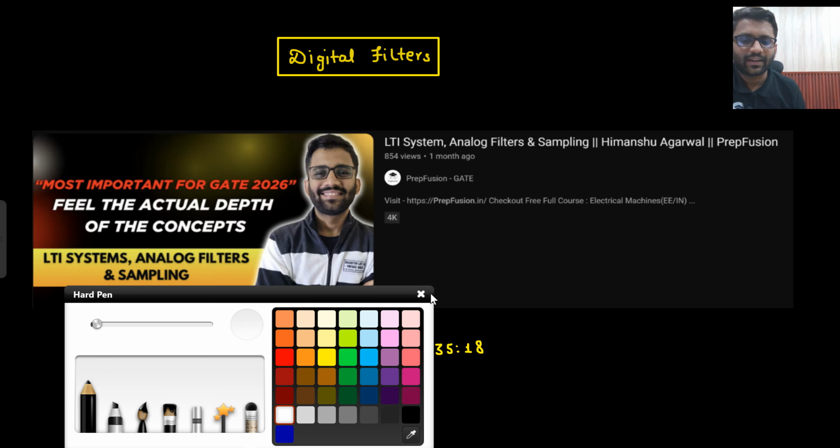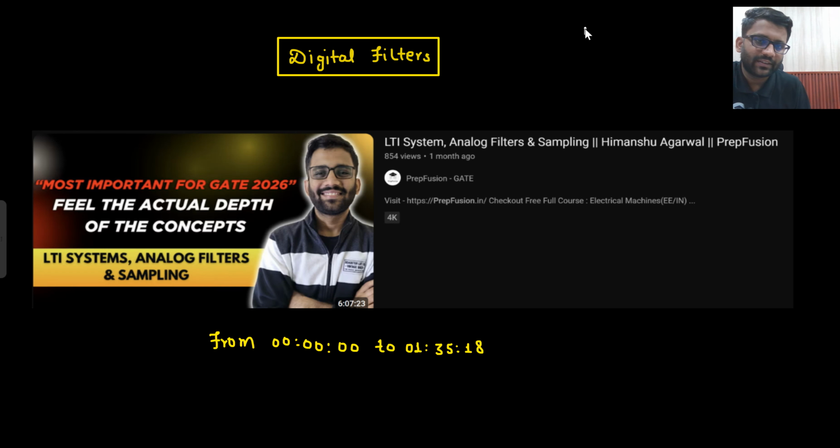If they are saying that we are having DTFT and Z transform, if DTFT and Z transform is there in the syllabus, that means digital filter is also there in the syllabus. So whatever the kind of question that can be asked from digital filters, that we are going to study now. We are not specifically going to design digital filters. We are not going to design it.